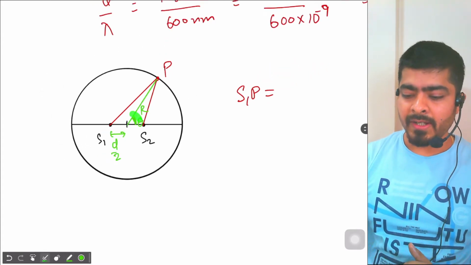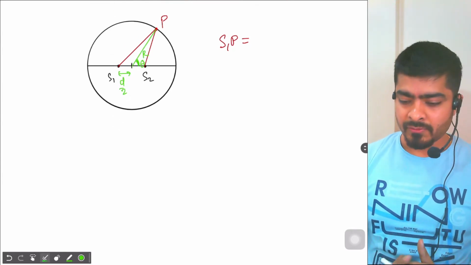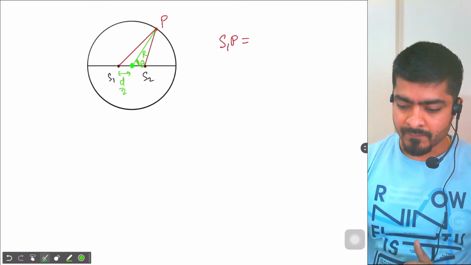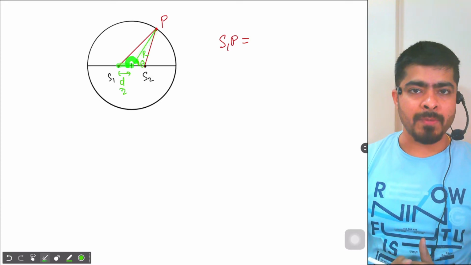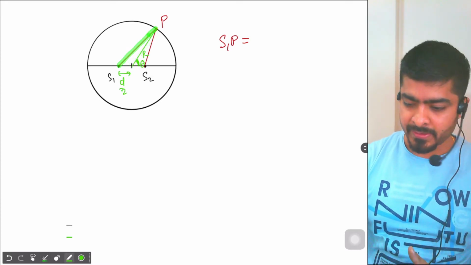Now, in terms of theta, I can find the length S1P. That's very easy. I use the formula for a triangle. This is one side, this is the other side, and the angle between them is pi minus theta. So what will this third side be?